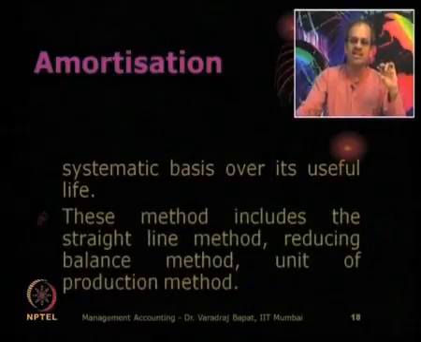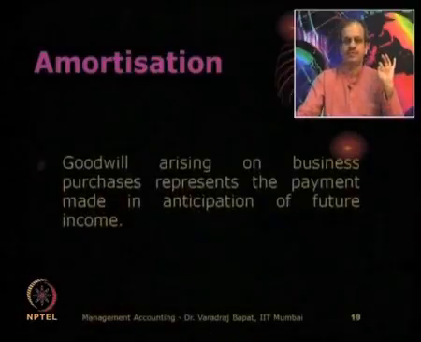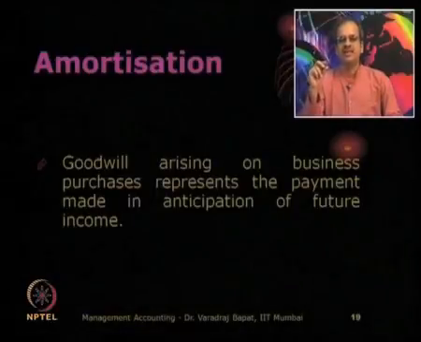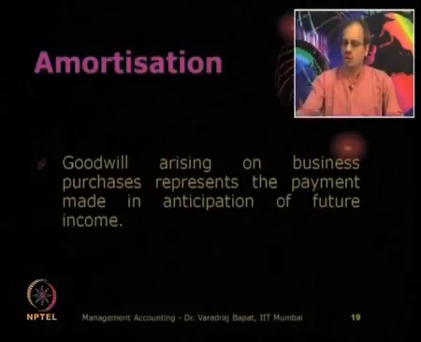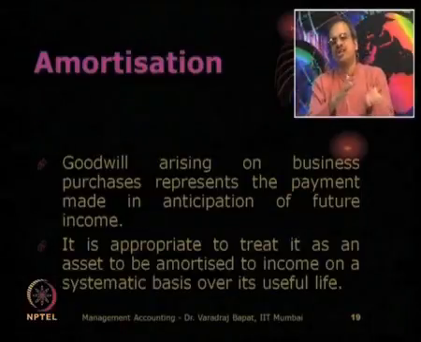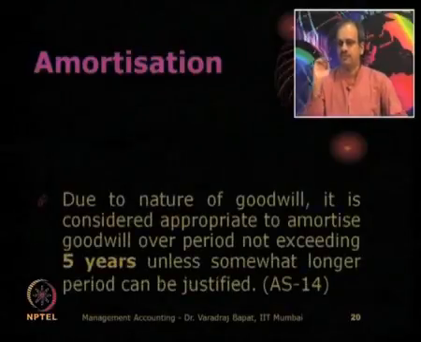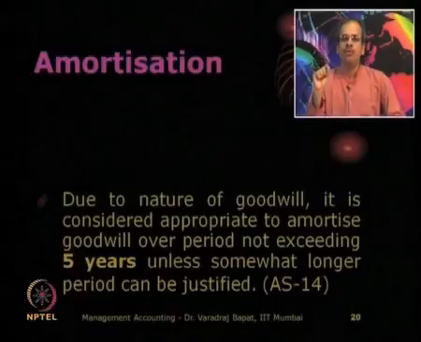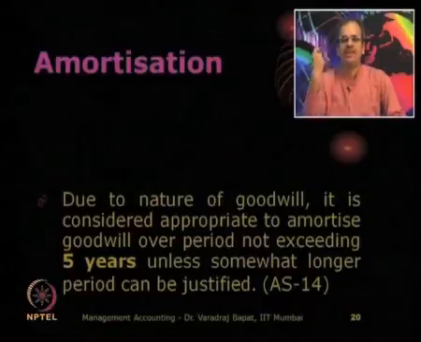So, these methods include various methods like we have seen. Now, goodwill arising on business purchases represents the amount paid in anticipation of future income. So, as we estimate when we will receive income, in the same proportion it is logical to amortize it. Now, the goodwill is such that you cannot hope to make the business by using some other person's good name for a very long time.